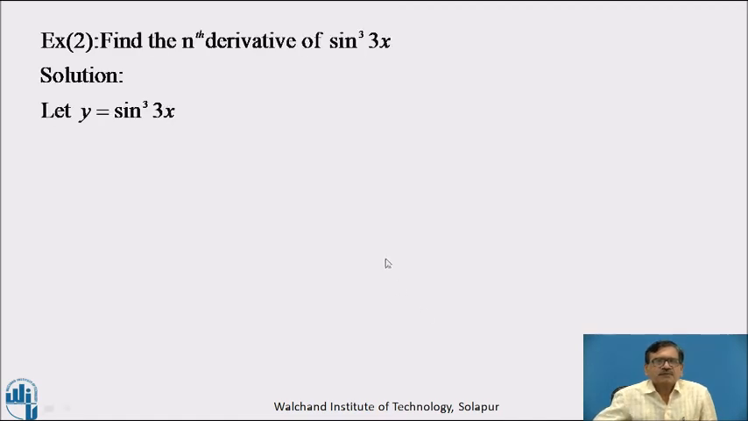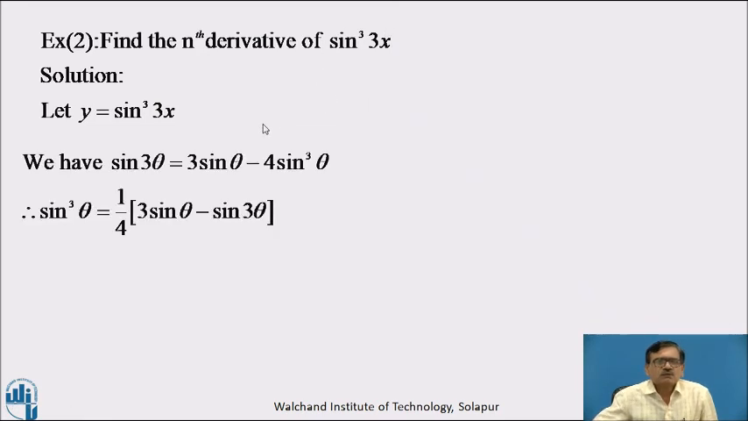Now next example, find the n derivative of sin cube 3x. See, look at this trigonometric function, it is a sin cube 3x. Therefore, first of all, by using the trigonometric relations, we have to simplify this and we have to express in the form of sin ax plus b or cos ax plus b. Now we can write sin 3 theta equal to 3 sin theta minus 4 sin cube theta. Therefore, sin cube theta equal to what we get, 1 by 4 into 3 sin theta minus sin 3 theta.